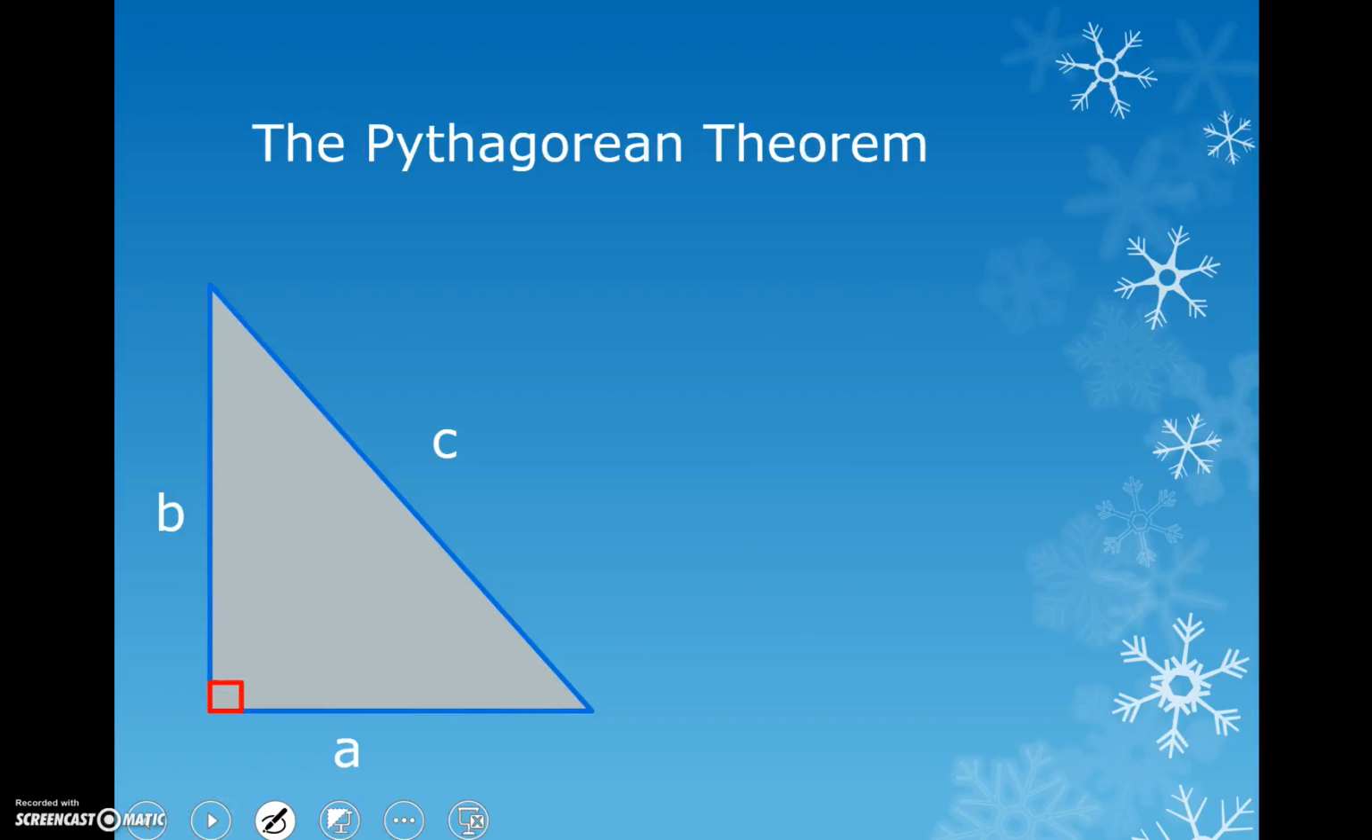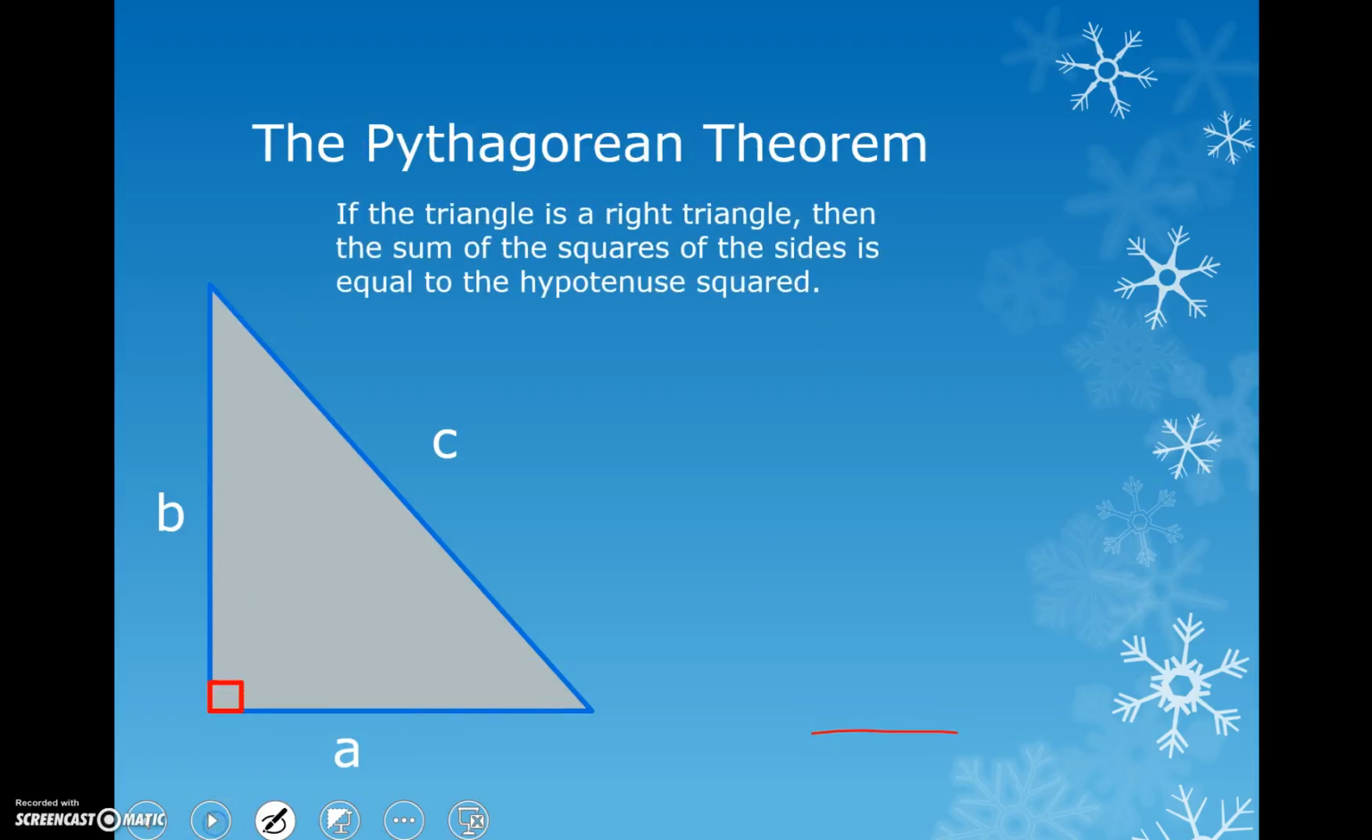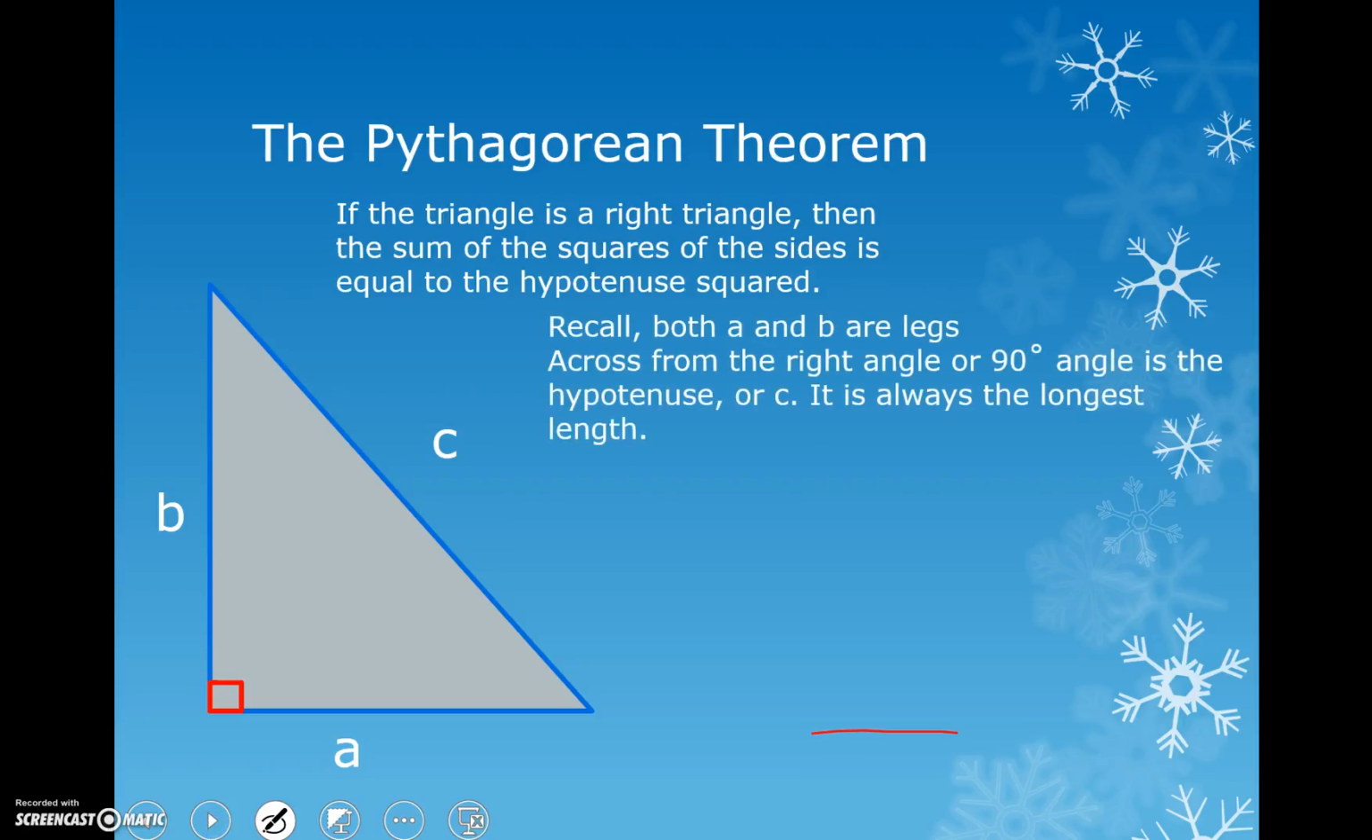So let's do a quick review of the Pythagorean theorem. You're given a right triangle. The A and the B are going to be both the legs, and C is the hypotenuse. And the big idea is it's A squared plus B squared equals C squared. Officially, if it's a right triangle, the sum of the squares of the sides is equal to the hypotenuse squared. And so the C value here is always the hypotenuse.